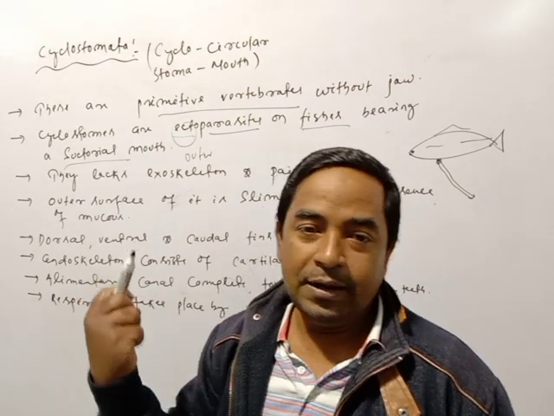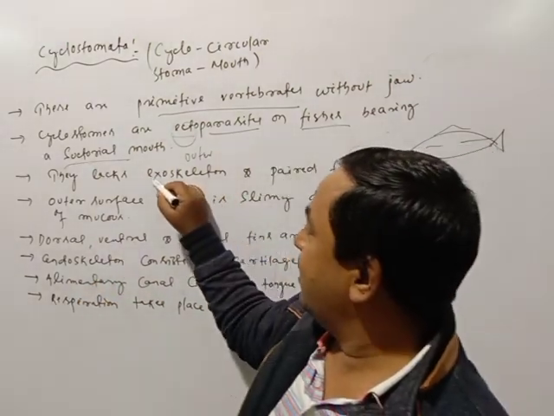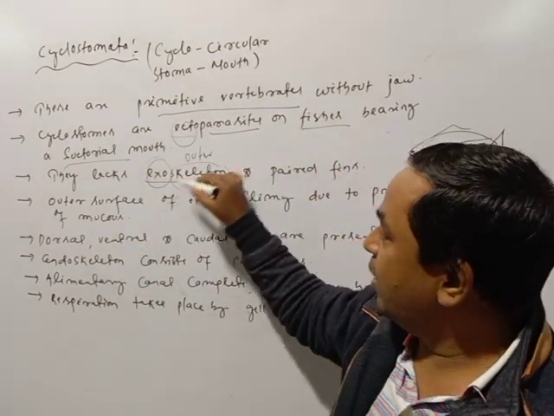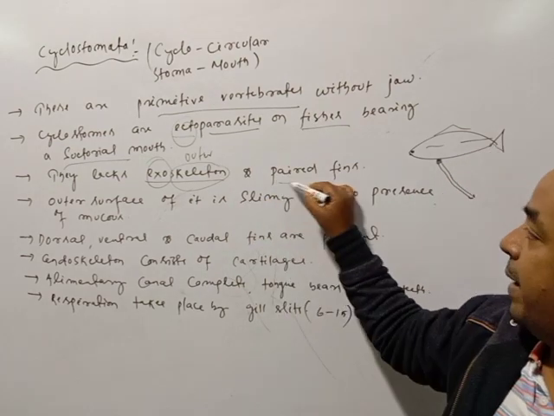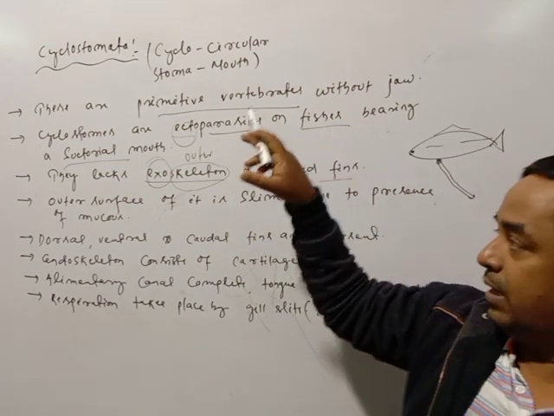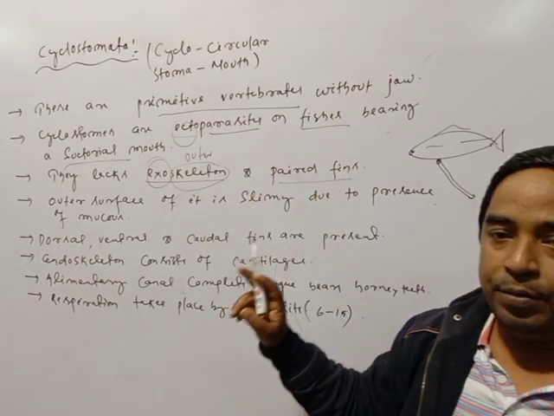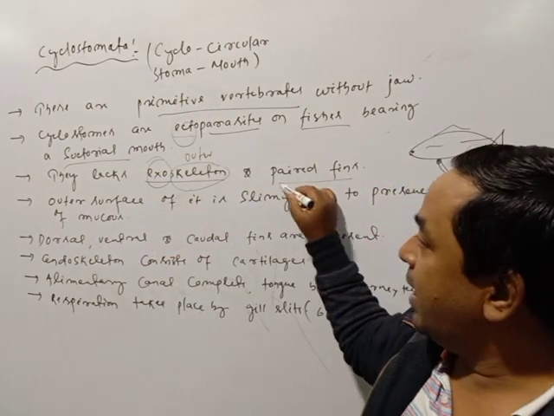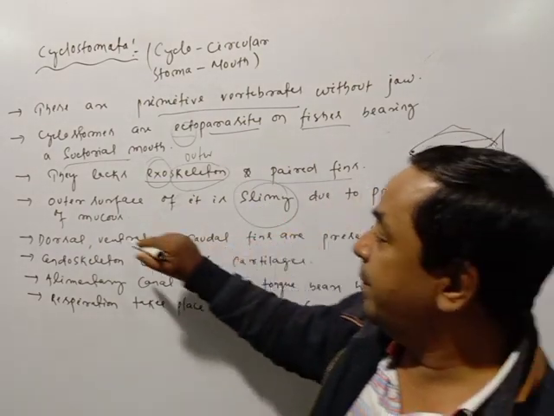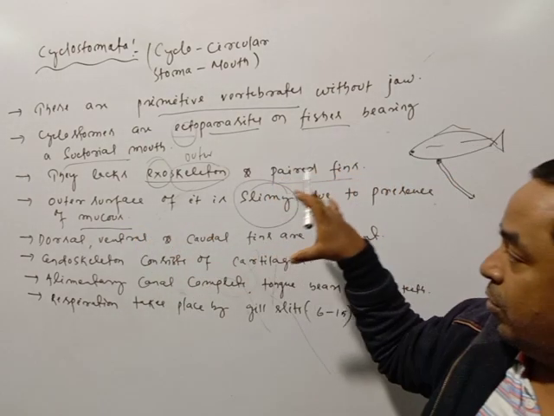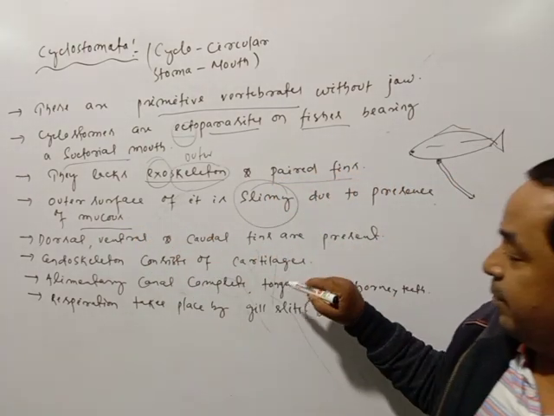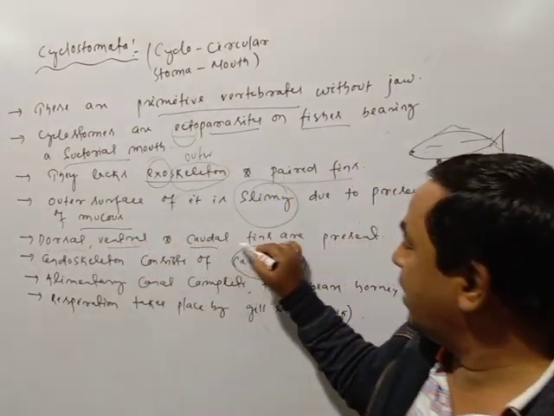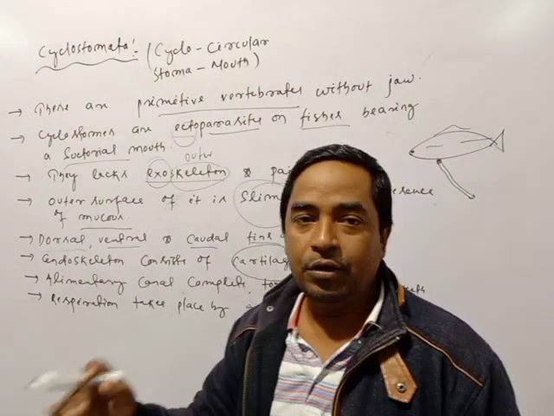Structures which are helpful in collecting body fluids. They lack exoskeleton. Exo means outer, skeleton means the body framework. They lack exoskeleton and paired fins. Although they contain endoskeleton and fins, they are never in paired manner. So the outer surface is slimy. Why is it slimy? Because it contains mucus. The endoskeleton is made up of cartilage. Dorsal, ventral and caudal fins are present which help in locomotion.